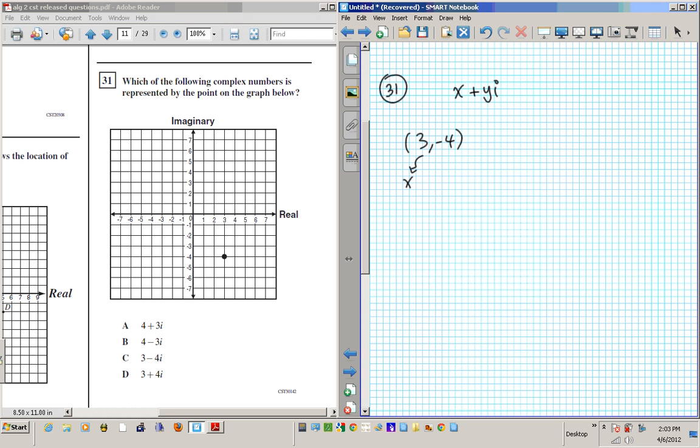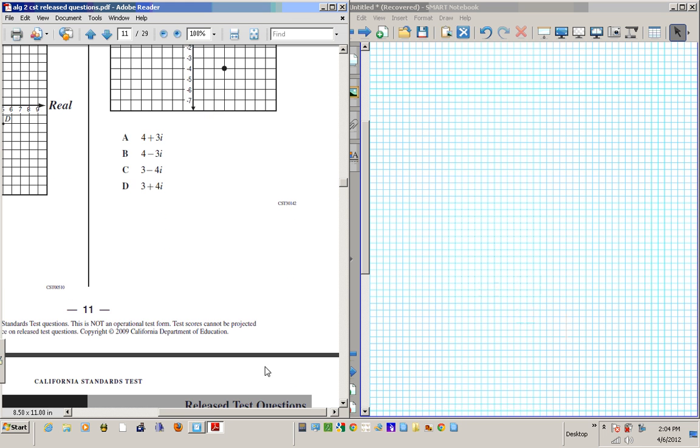This part is the x coordinate, which is the real part, and this is the y coordinate, which is the imaginary part, okay? So if I want to put it in x plus yi form, I'm going to take the x coordinate and plug it in here, 3, plus the y coordinate, negative 4, and plug it in for the yi, and you're going to have 3 minus 4i, okay? And that is option C. So number 31, your answer is C. Alright? Okay, now let's move on to question 32.